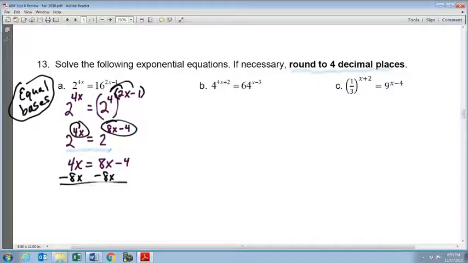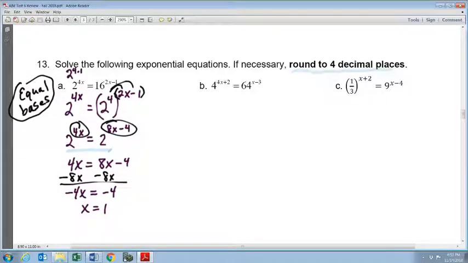Let's go ahead and subtract 8x on both sides. We get negative 4x equals negative 4. We'll divide by negative 4, or you can do that one in your head, and you get 1. By the way, it's not too hard to check these.